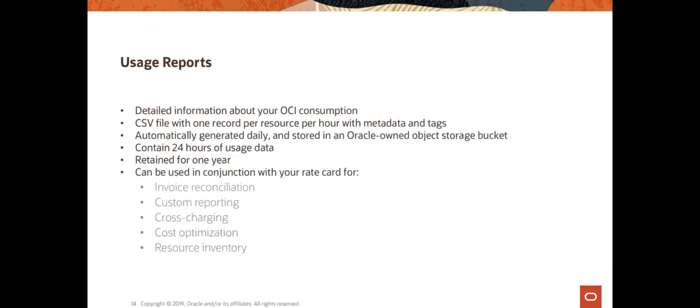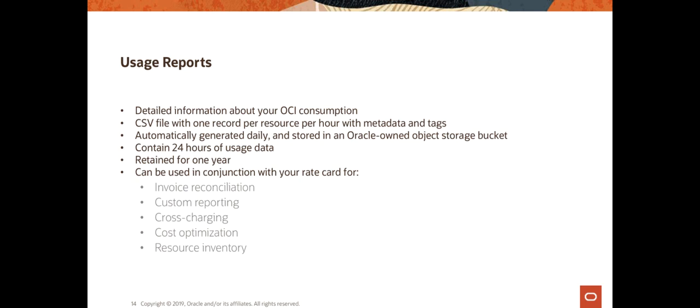All right, so now let's look at usage reports. A usage report in OCI is a CSV file, a comma separated value file, and you can use this file to get a detailed breakdown of resources in OCI. The usage report is automatically generated daily, and it is stored in an Oracle-owned object storage bucket. Each CSV file contains one row per each OCI resource.